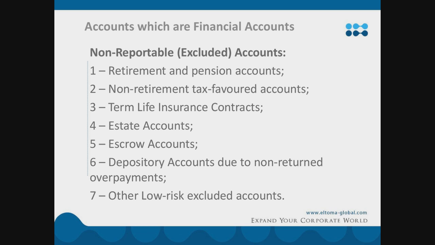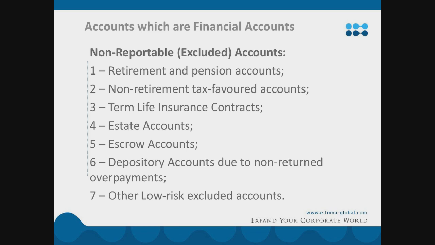Certain financial accounts are seen to be low risk of being used to evade tax and are therefore specifically excluded from needing to be reviewed. These are called excluded accounts. So these categories are shown on the slide. As you can see, non-reportable or excluded accounts are the retirement and pension accounts, the non-retirement tax-favored accounts, term life insurance contracts, estate accounts, escrow accounts, depository accounts due to non-returned overpayments, and other low-risk excluded accounts.